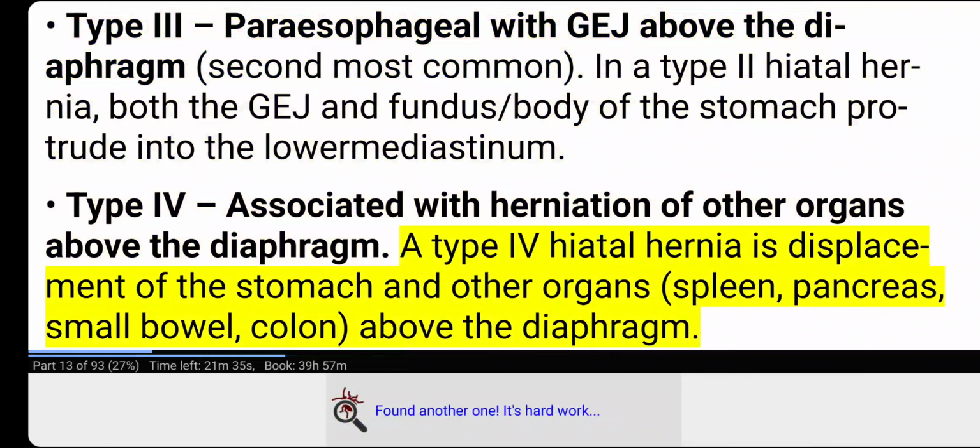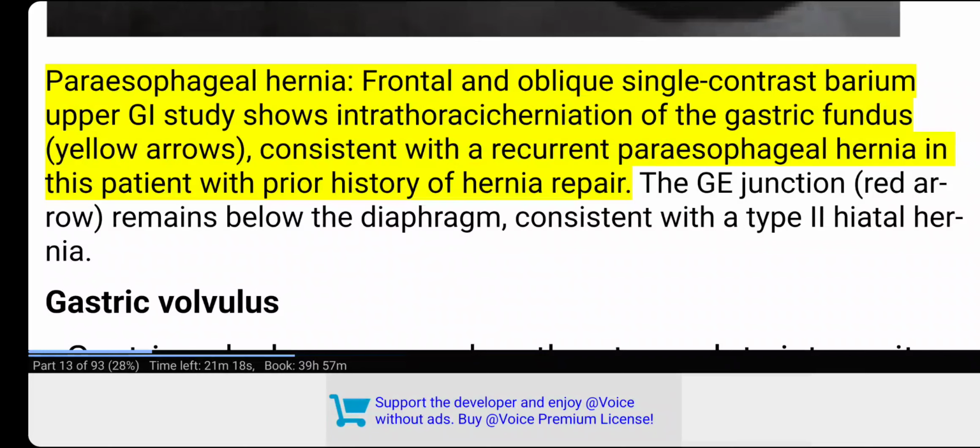Paraesophageal hernia. Frontal and oblique single contrast barium upper GI study shows intrathoracic herniation of the gastric fundus, yellow arrows, consistent with a recurrent paraesophageal hernia in this patient with prior history of hernia repair. The GE junction, red arrow, remains below the diaphragm, consistent with a type 2 hiatal hernia.